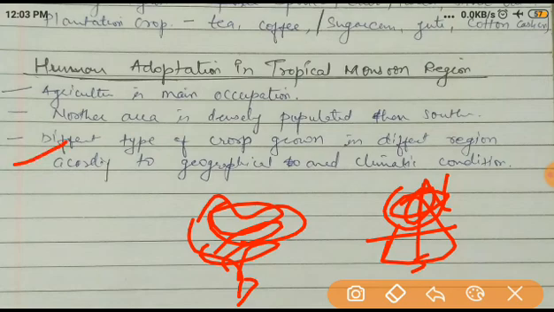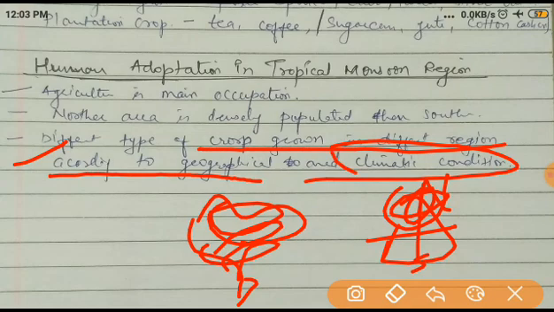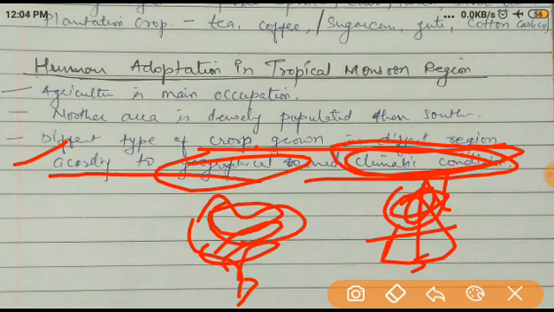Next one, different types of crops are grown here, because of different geographical and climatic conditions. There are different climatic conditions and different geographical regions, so that's why the crops also have variety. Already we have seen tea, coffee, sugarcane, jute, and different types of plants are also available there. Okay, so this is all about this lecture.